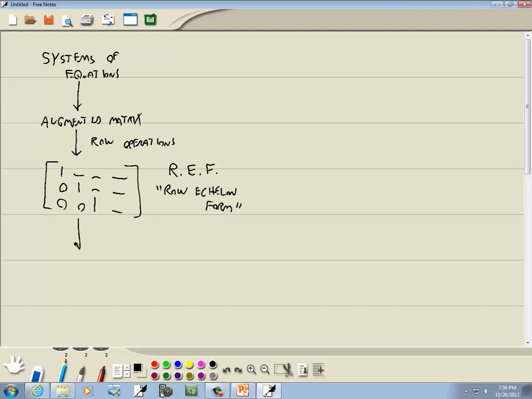Then after we get that, we're going to put that into backwards substitution, and use that to come up with our answers. Now the second way we'll do it, there are three ways actually, is we start with our system of equations.